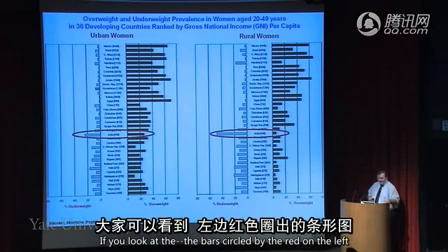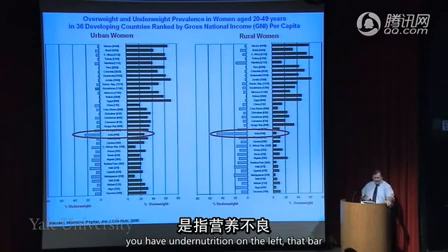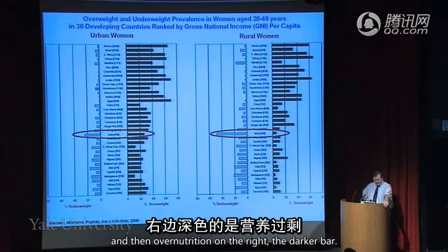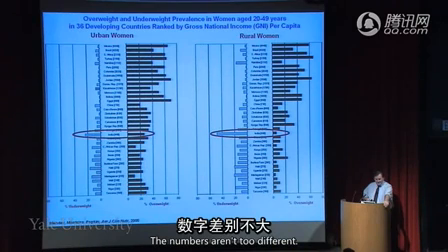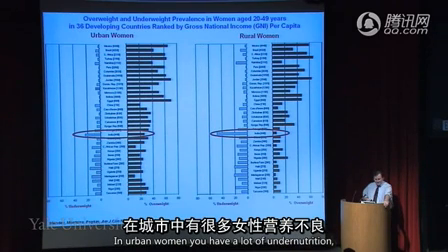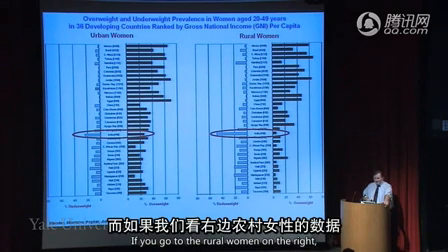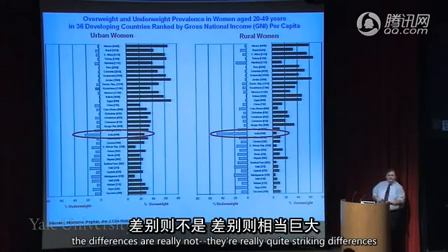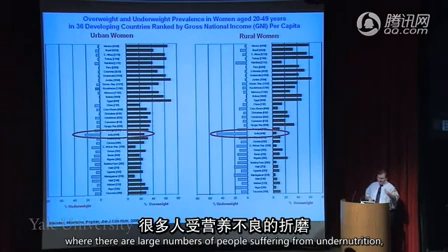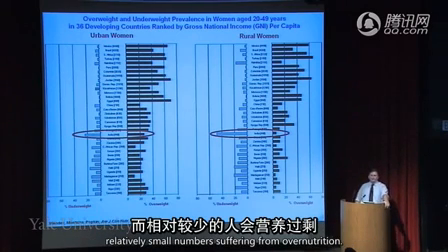So if you look at the bars circled by the red on the left, you have undernutrition on the left, that bar, and then overnutrition on the right, the darker bar. And the numbers aren't too different. So in urban women, you have a lot of undernutrition. You also have a lot of overnutrition, but the numbers seem about the same. If you go to the rural women on the right, the differences are really quite striking, where there are large numbers of people suffering from undernutrition, relatively small numbers suffering from overnutrition.